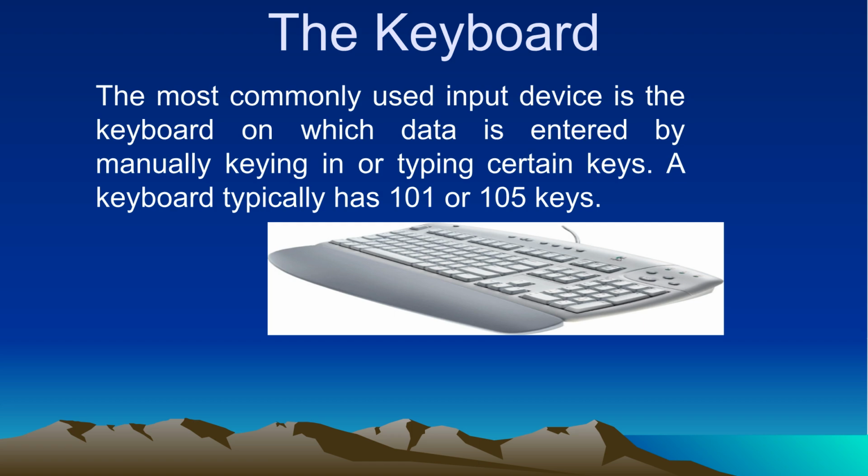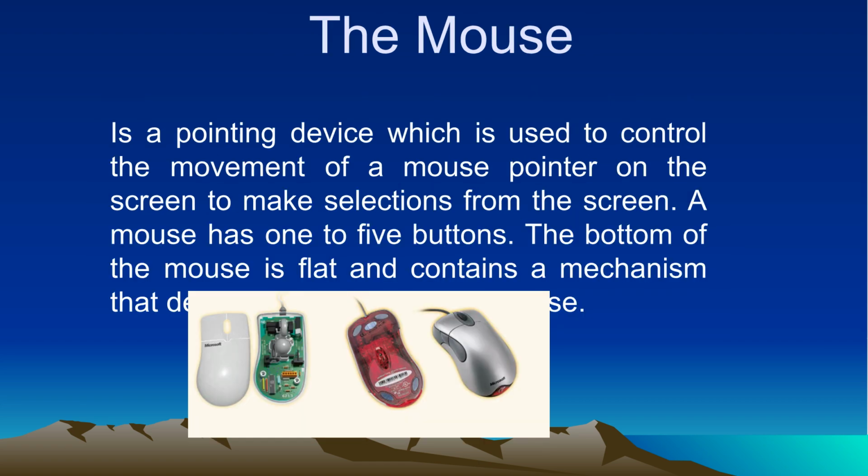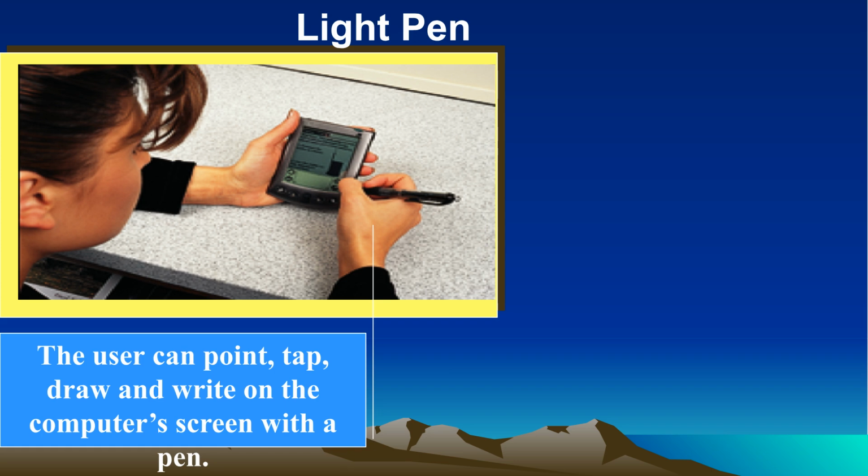The keyboard is a common input device used for manual data entry, typically having 101 or 105 keys. The mouse is a pointing device used to control the cursor on the screen and make selections. Its mechanism detects movement on a flat surface. A light pen allows the user to point, tap, draw, and write directly on the computer's screen.